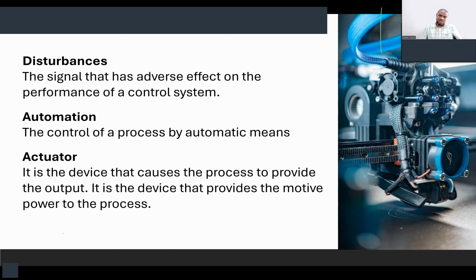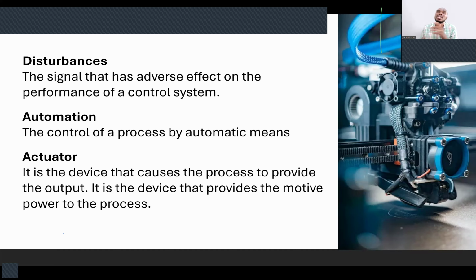When we refer to automation, we are just saying that we are controlling a process automatically without human intervention. You don't have human beings there to continually give instructions and feedback to your control system. Your control system is programmed to act on its own. That's what we mean by automation, without human intervention.